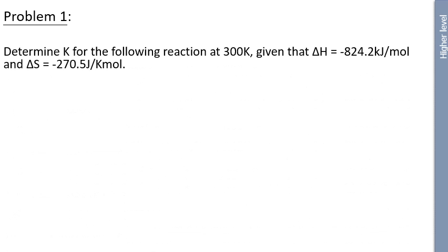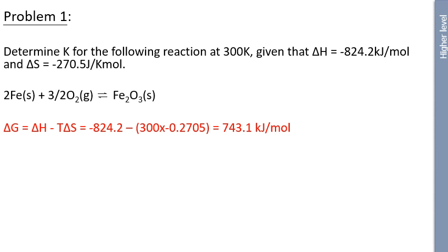Okay, just to finish up, let's look at a problem involving the equation we just looked at. So determine the equilibrium constant for the following reaction at 300 Kelvin, given that the change in enthalpy is minus 824.2 kilojoules per mole, and the change in entropy is minus 270.5 joules per Kelvin per mole. Ooh, a negative entropy. And this is the equation, so basically it's rust. Okay, so what's going to be the equilibrium constant for the rusting of iron at room temperature, basically, given the following values.